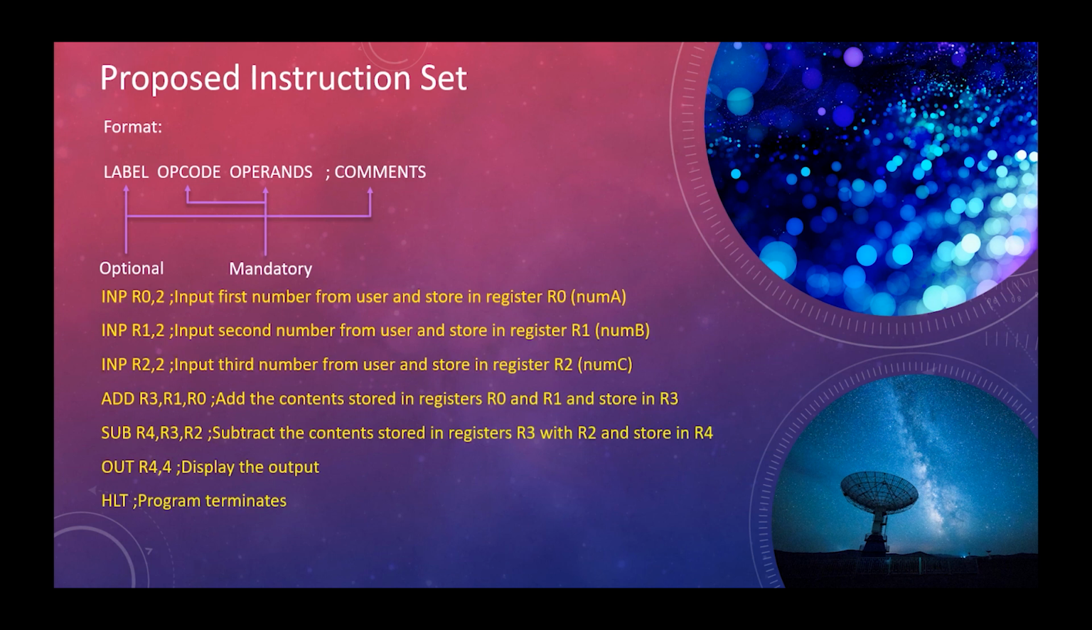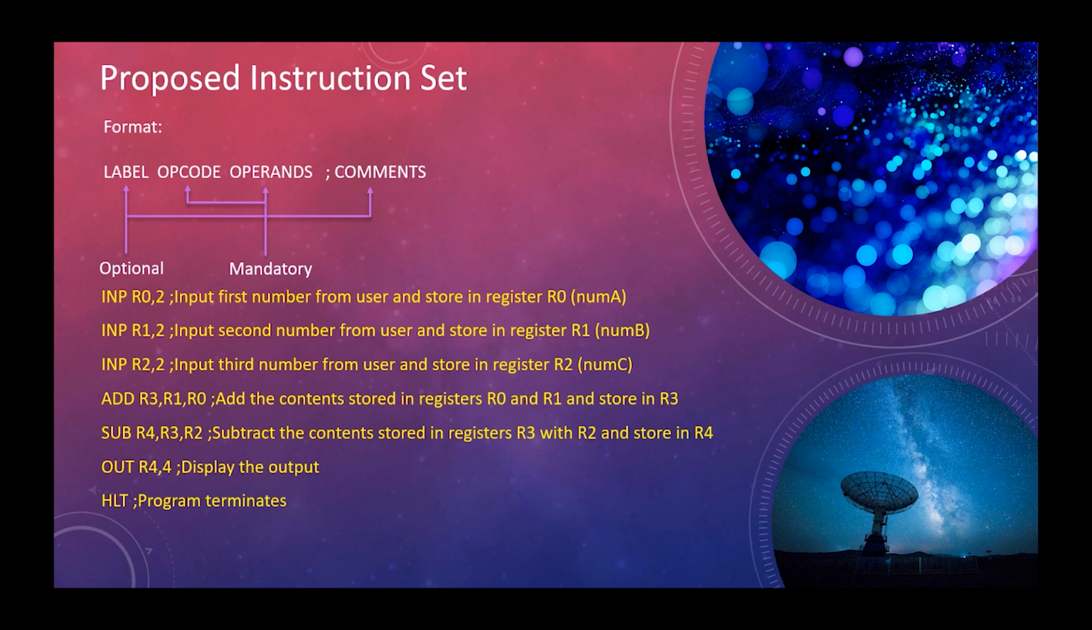I'll give a brief explanation of what is in my instruction set. The first line, INPR02, means to receive an input from the user, where the user will enter the input from the keyboard and store the result in register R0. In the second line, INPR12, the second input is required from the user and the value is saved in register R1. The 2 at the end is the syntax of the RIC simulator input.